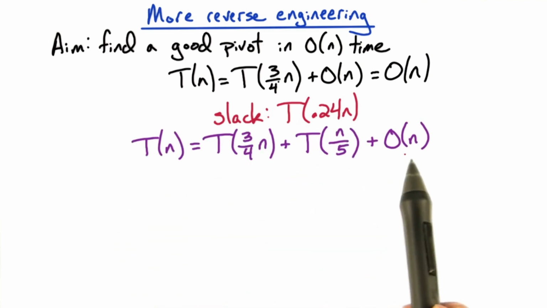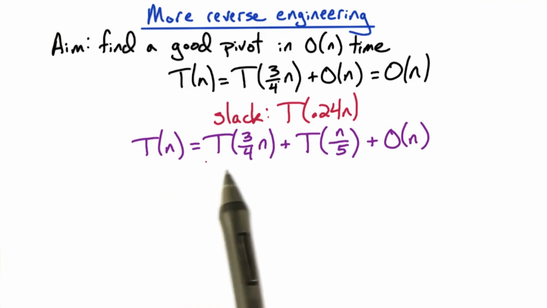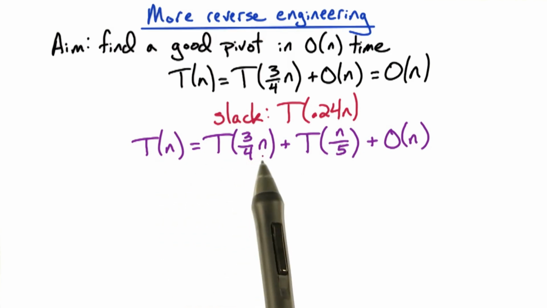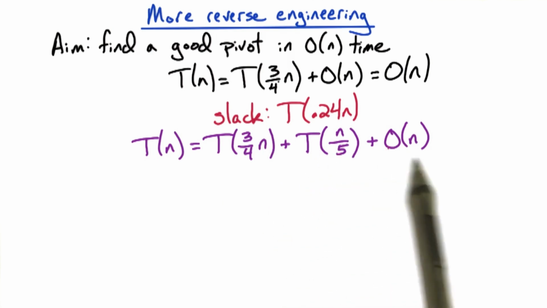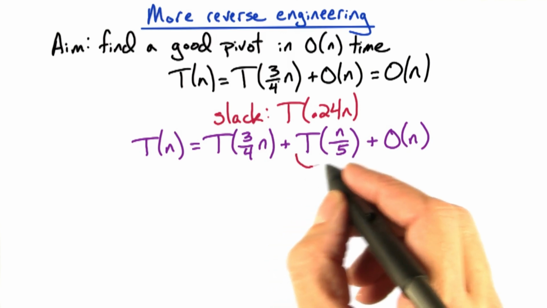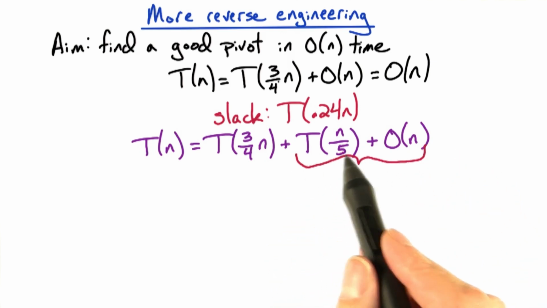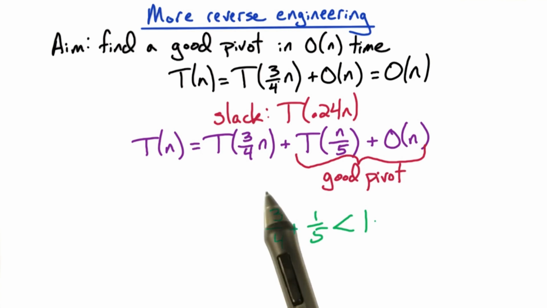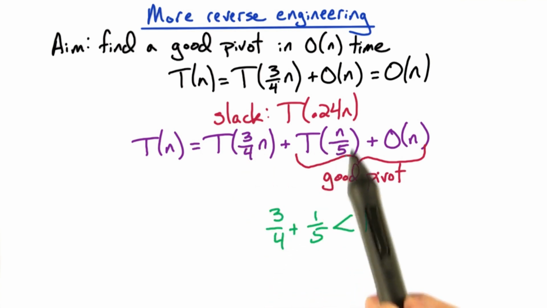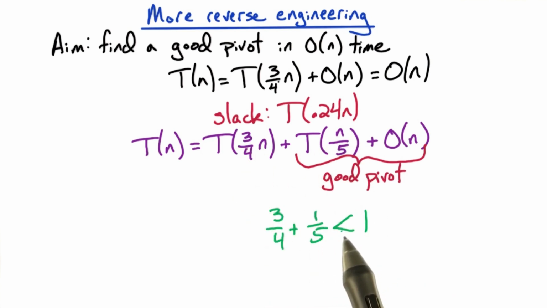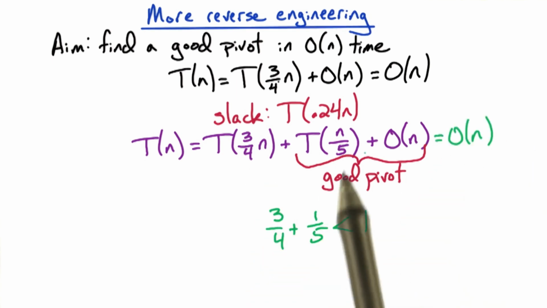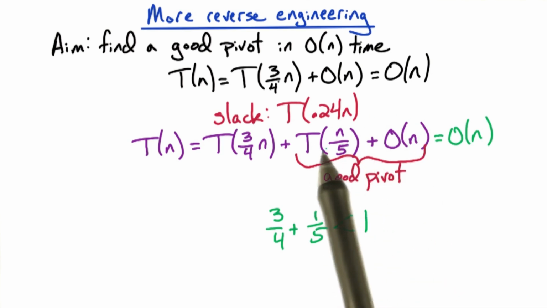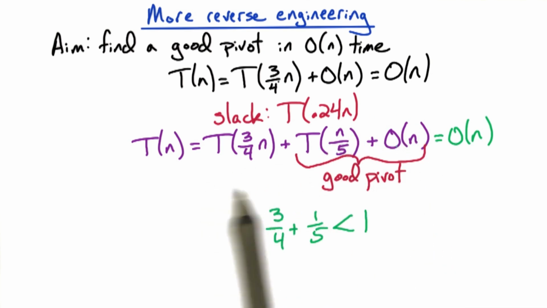So we're going to design an algorithm with the following running time. T of n is at most T of 3/4 n, this is for the subproblem once we find a good pivot, plus T of n over 5 plus order n. This T of n over 5 plus order n is going to be the time it's going to take us to find a good pivot. Now the key fact is that 3/4 plus 1/5 equals 0.95. It's strictly less than 1. So this recurrence solves to order n. So if we can find a good pivot in this amount of time, T of n over 5 plus order n, then we successfully have an order n time algorithm to find the median.